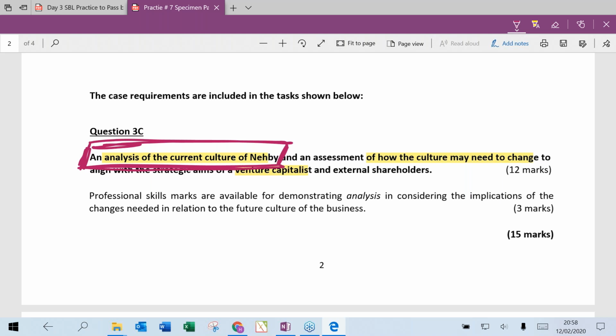I will demonstrate to you how we can analyze the current culture by using the cultural web model. After we understand that, then I would explain to you the second bit of this question. Professional marks is for demonstrating analysis. Analysis means picking facts and figures from the case, investigative approach, trying to find the root cause of what's happening, why it is happening, all those things, the reasons behind the numbers.